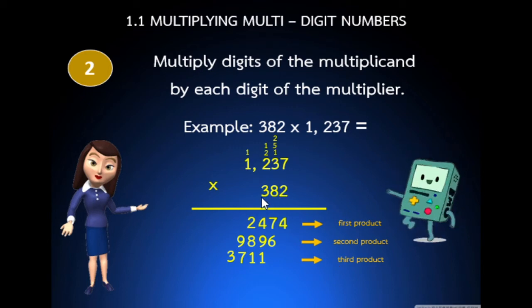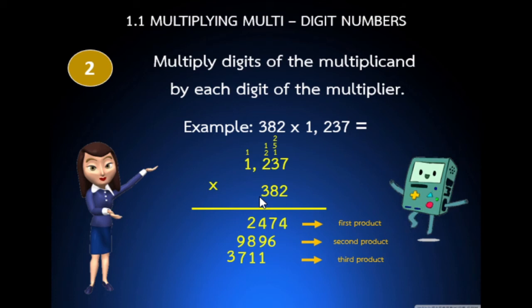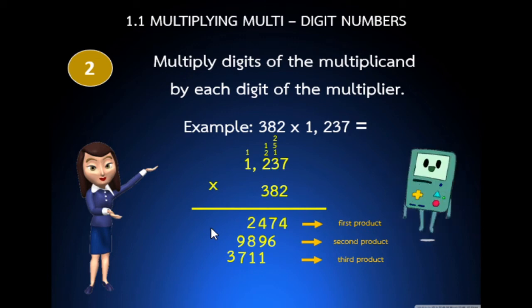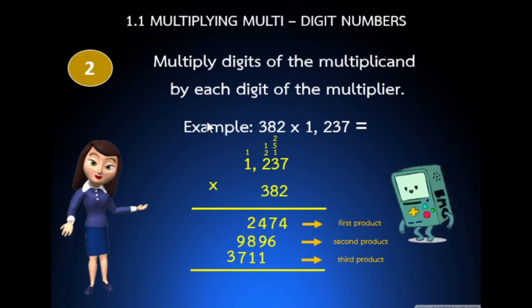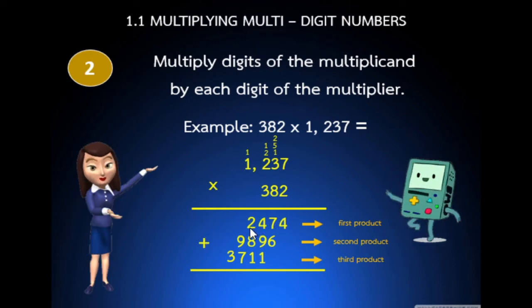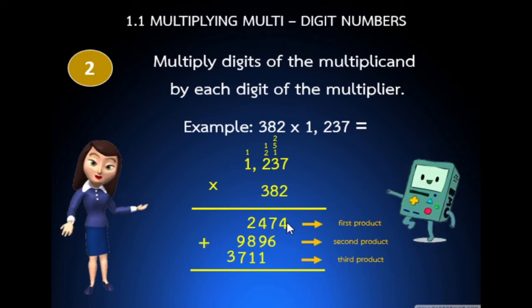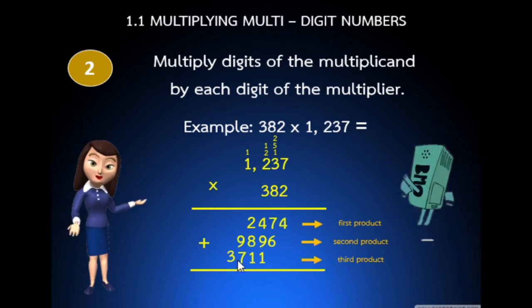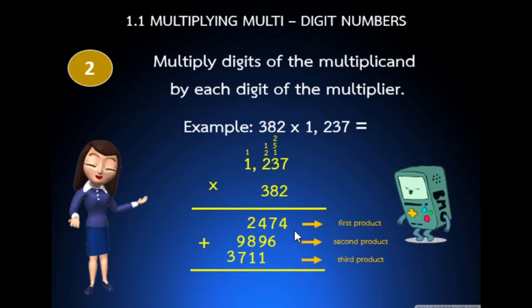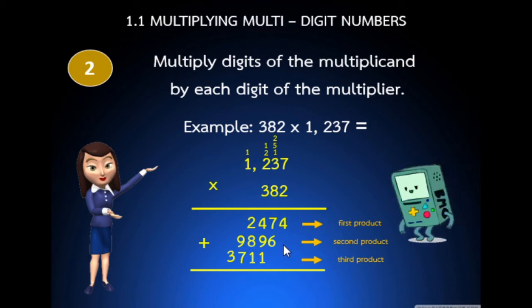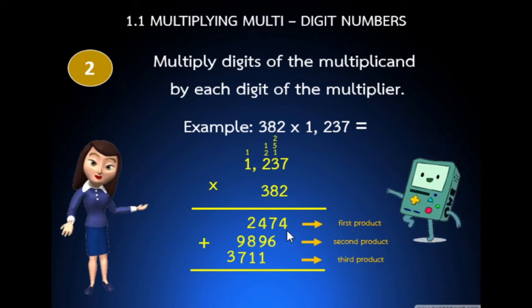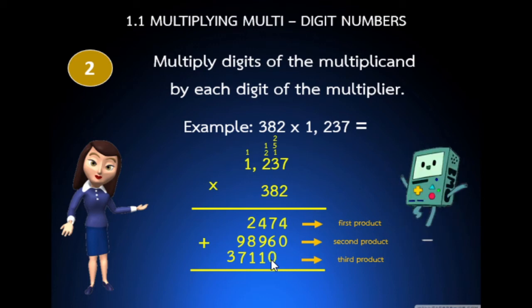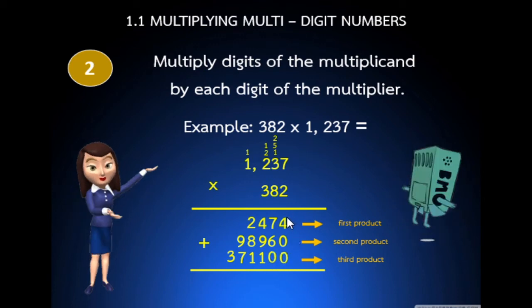Okay, since we only have 3 digits in the multiplier, it's now time to get the final product. And we get final product by adding the 3 products. So it's 2,474 plus 9,896 plus 3,711. Again, when we add numbers, we need to add from the rightmost place value. But before that, we're going to add placeholder. Then we're good to go.